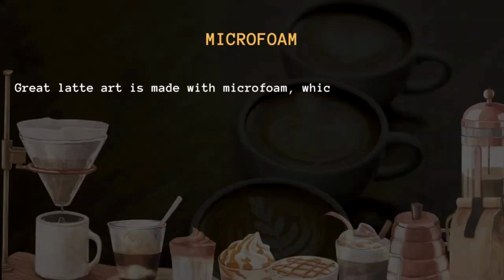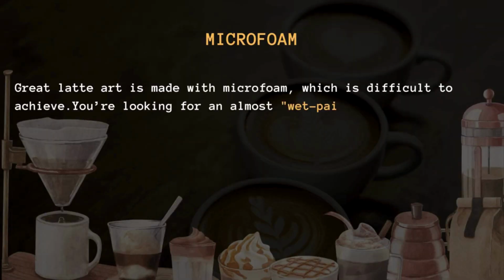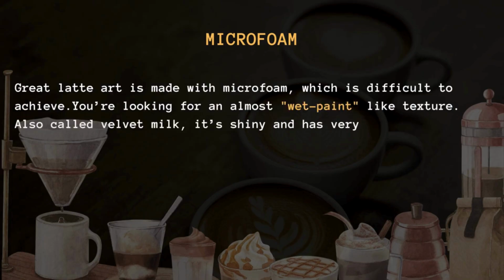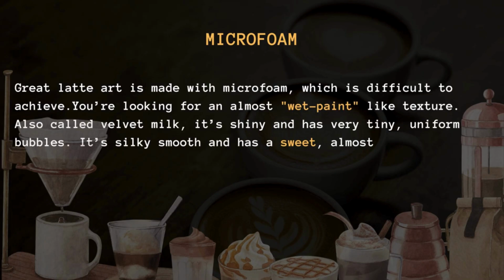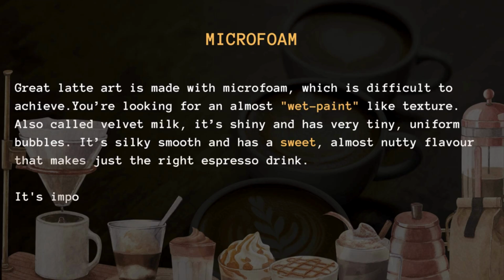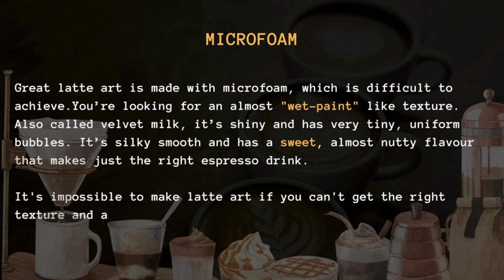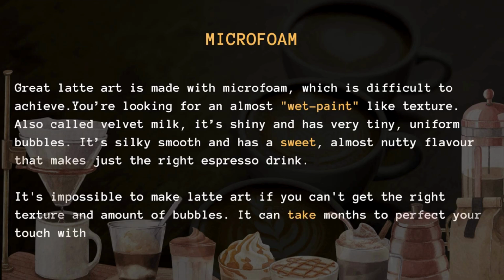Importance of microfoam. Great latte art is made with microfoam, which is difficult to achieve. You're looking for an almost wet paint-like texture. Also called velvet milk, it's shiny and has very tiny, uniform bubbles. It's silky smooth and has a sweet, almost nutty flavor that makes just the right espresso drink. It's impossible to make latte art if you can't get the right texture and amount of bubbles. It can take months to perfect your touch with your espresso machine and equipment.